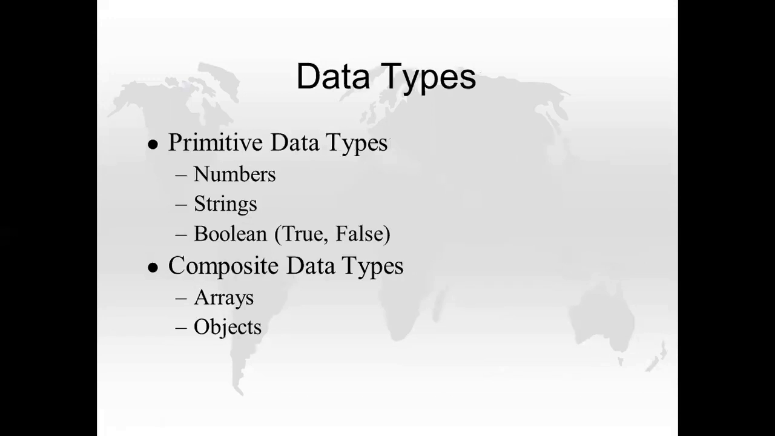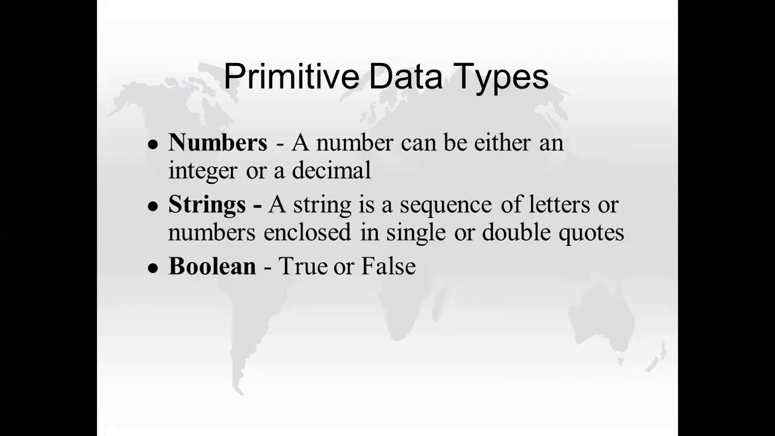Then data types. There are two types: primitive data types and composite data types. Primitive data types include numbers, strings, and boolean, that means true or false. Composite data types include arrays and objects. Numbers can be either an integer or a decimal. A string is a sequence of letters or numbers enclosed in single or double quotes. Then the next one is Boolean type, which returns true or false.